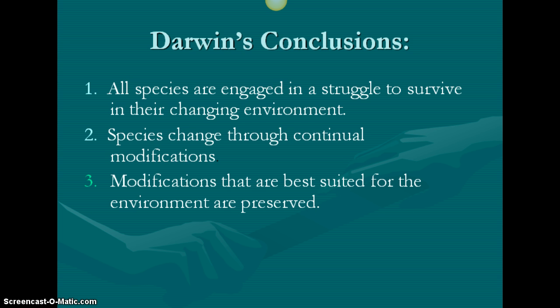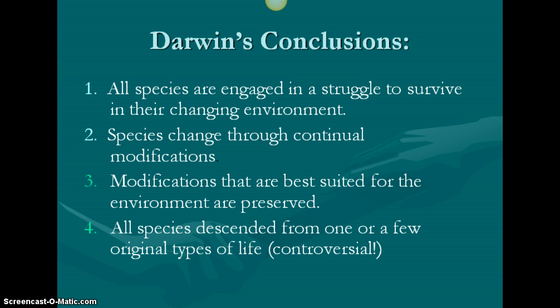3, modifications that are best suited for the environment are preserved. So those traits that are the best ones, the ones that allow that individual to survive, will get passed on more often. And then 4, all species descended from one or a few original types of life. And that's our common ancestor idea. And that's the part where you see a little bit more of the controversy in Darwin's theories.